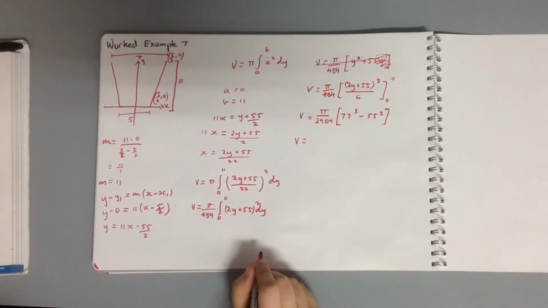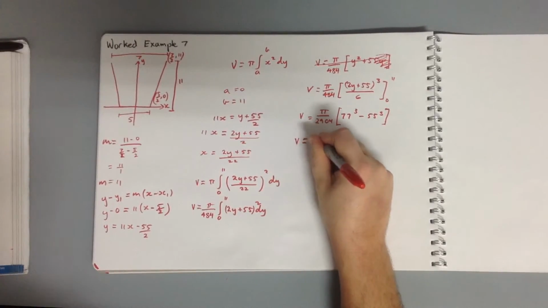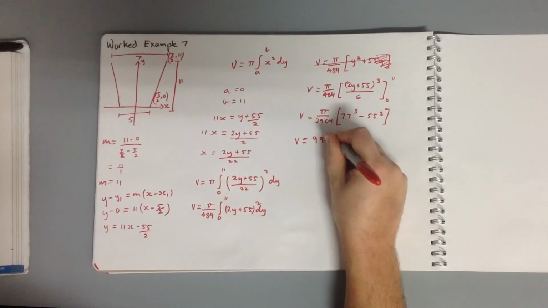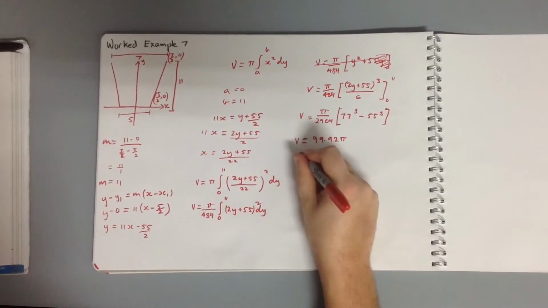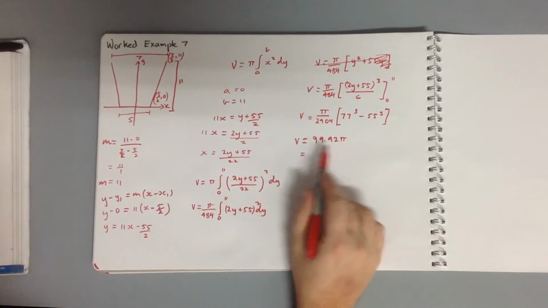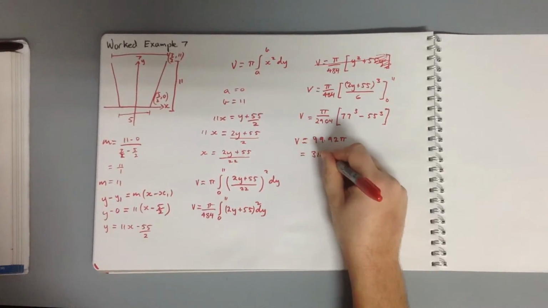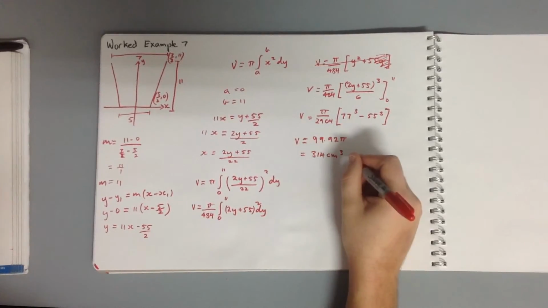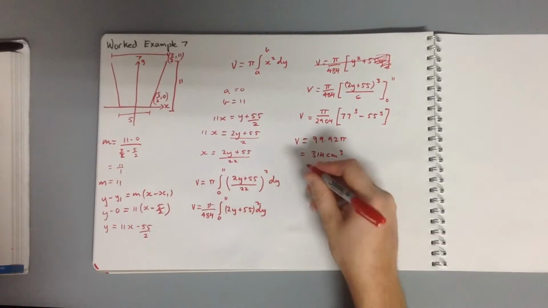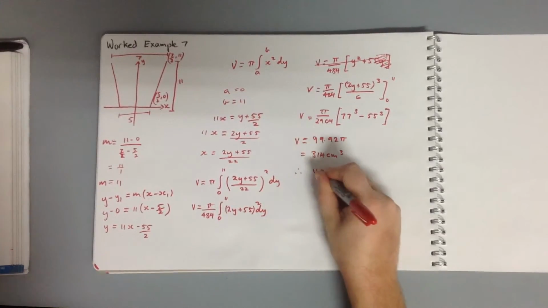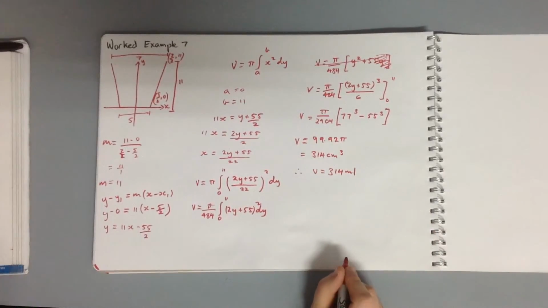And when we work that out, our volume is about 99.92 pi, which, as we know, is pretty much 100 pi, so we end up at about 314 cubic centimetres. Now the question actually wanted it in millilitres, so we can say therefore volume equals 314 millilitres.